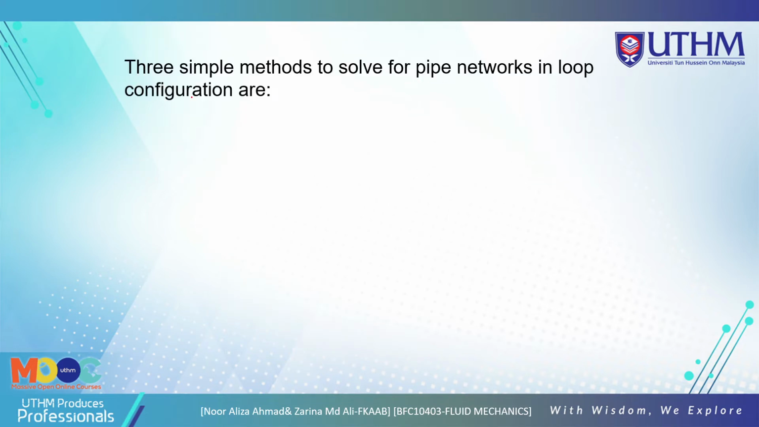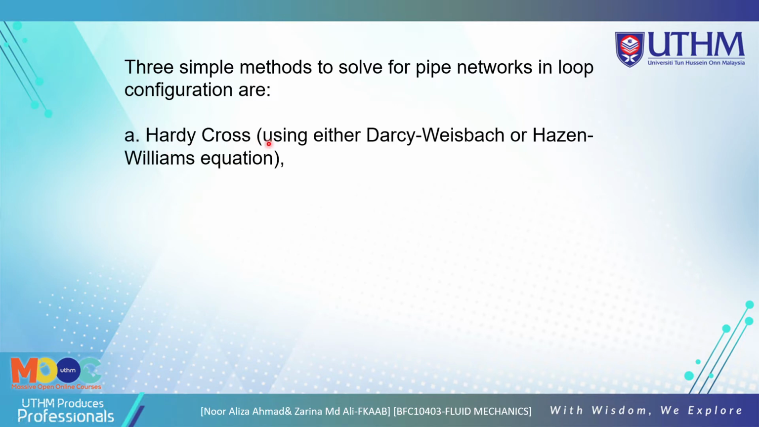There are simple methods to solve for pipe networks in loop configurations, using the Hardy-Cross method. So this is the Hardy-Cross method, using either the Darcy-Weisbach or Hazen-Williams equation, linear theory, and also Newton-Raphson. In your project group, you use the Hardy-Cross method. You use this first method.